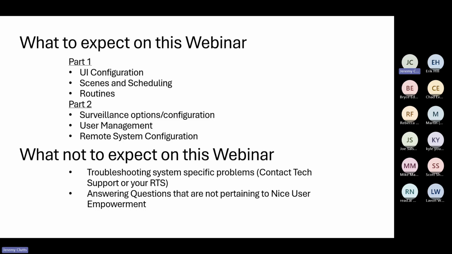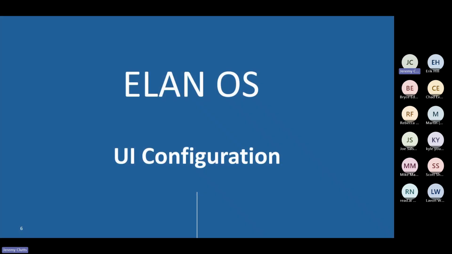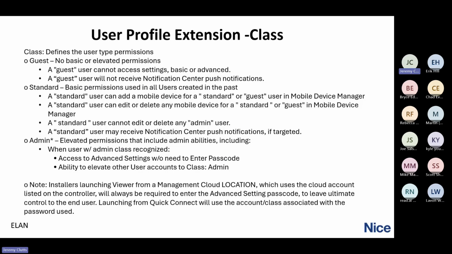All right. That being said, let's start with UI configuration. If we start talking about UI configuration, the first thing we have to talk about is user profile extension class. So with 9.0, we have expanded and given you actually 4 different classes. 3 you see here: the admin that you're used to, a standard user, and then a guest user. The guest user cannot get into basic or advanced settings.